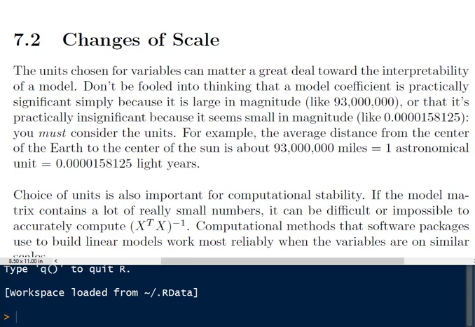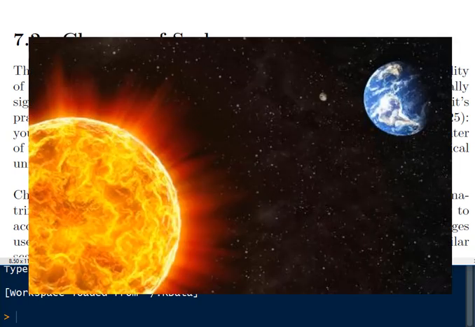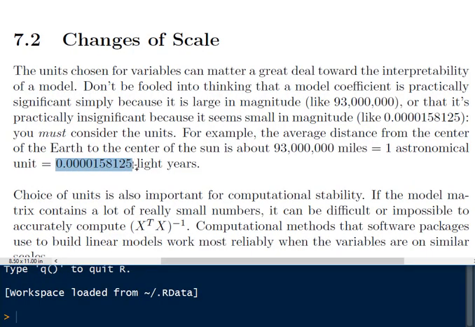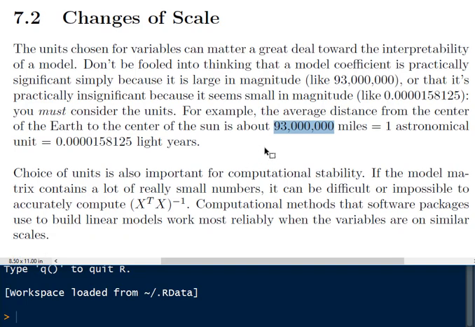For example, don't be fooled into thinking that a model coefficient like a slope is practically significant because it's really big, like some number like 93 million, or that it's practically insignificant because it seems small in magnitude. The units really matter. 93 million miles, that's a long way, but that's equal to one astronomical unit, or 0.0000158 light years. This appears to be a small number, this appears to be a big number, but when you attach the proper units, they're exactly the same thing. So it's important to use units that make sense for your problem at hand.